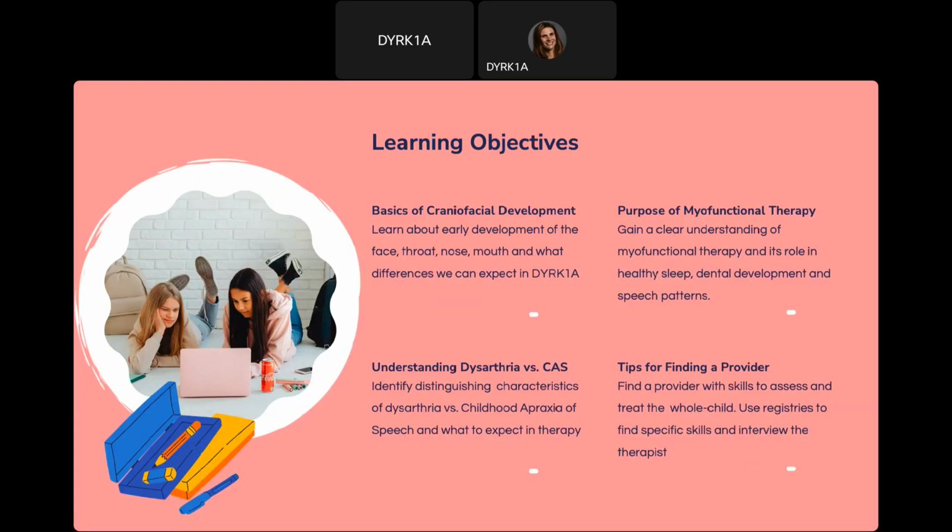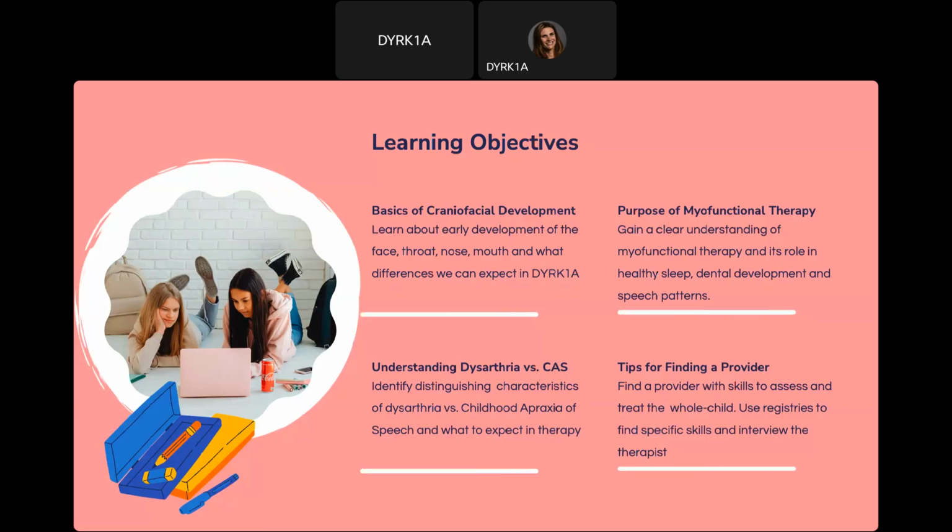Okay, so these are the learning objectives. We're going to go over the basics of craniofacial development. When we're in utero, at the very beginning, how do we develop the face, throat, nose, mouth, and then what differences can we expect in this special population? We'll also go over the purpose of myofunctional therapy and its role in helping sleep, dental development, and speech patterns.